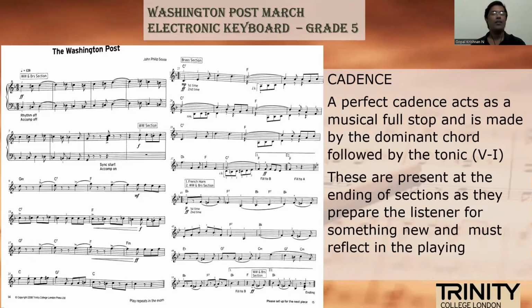And finally here, very important, the cadences. The perfect cadence acts as a musical full stop and is made by the dominant chord followed by the tonic. We do find the same in the last line of the first page in the form of G7 to C. In the second page, we find the C7 to F. And in the second half of the second page, of course, there is a small modulation happening to B flat. And there again, we find the cadence happening from F to B flat.